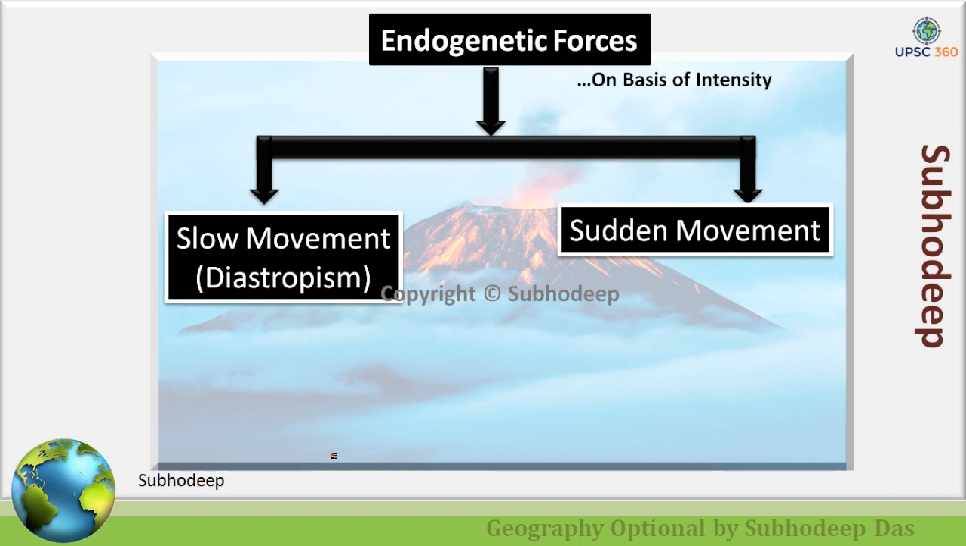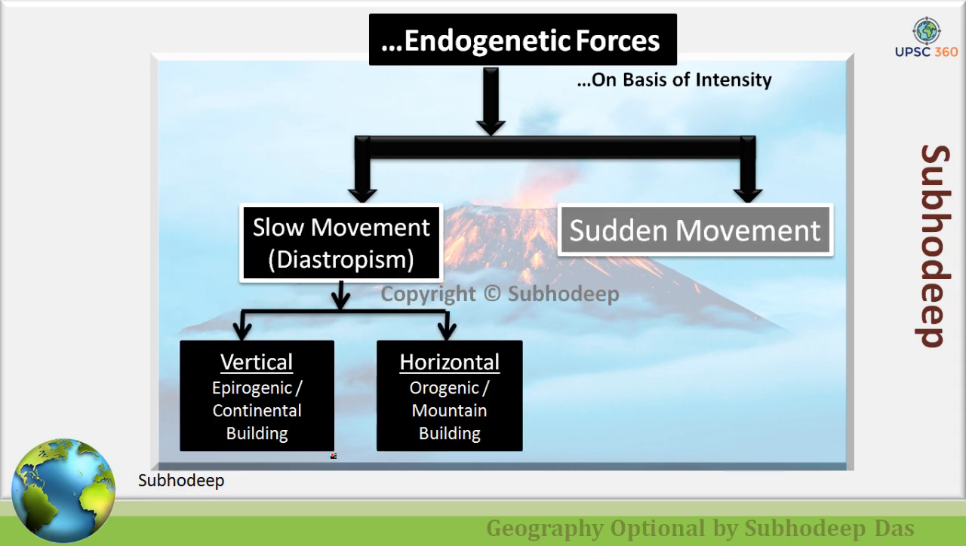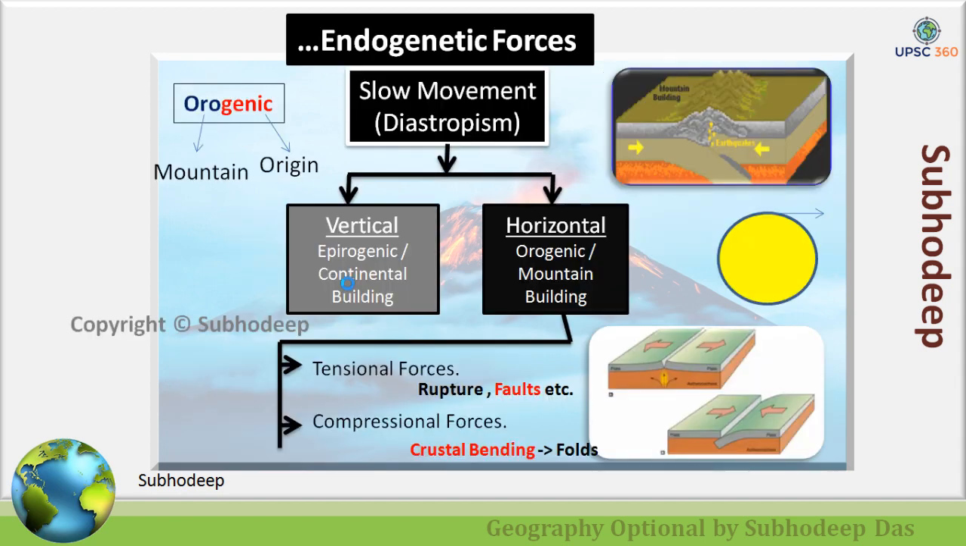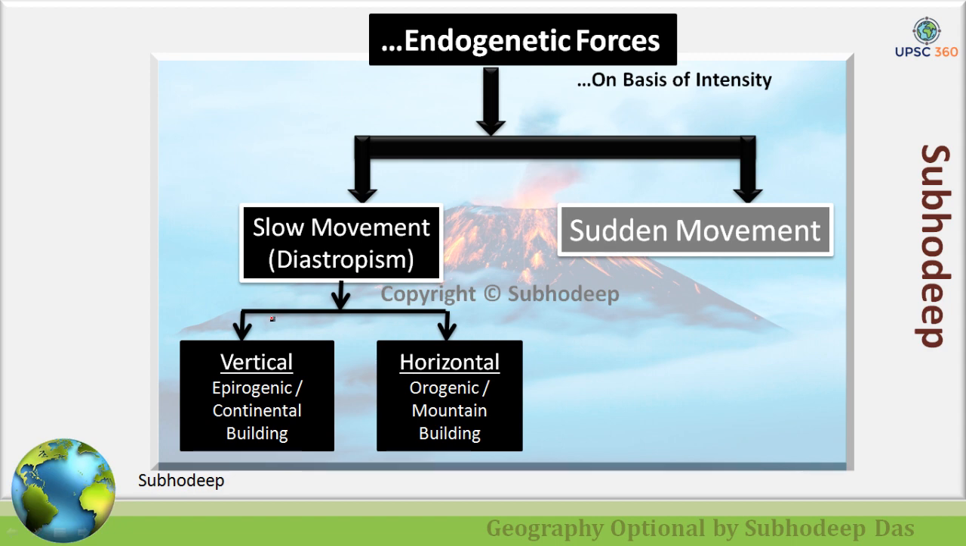See, endogenetic force, under this we'll read two movements. First is slow movement, which is also called diastrophism. Second is sudden movement. So let's first delve into what slow movement means, diastrophism. There are two types of slow movement first of all. First is vertical, second is horizontal. Vertical we call epirogenetic, or continental building forces. Horizontal we call orogenic, or mountain building, right?